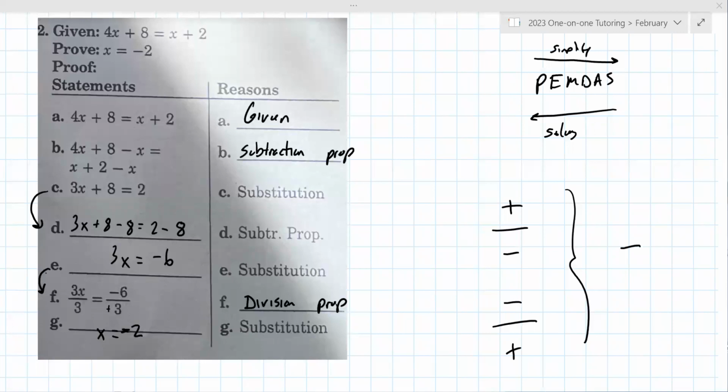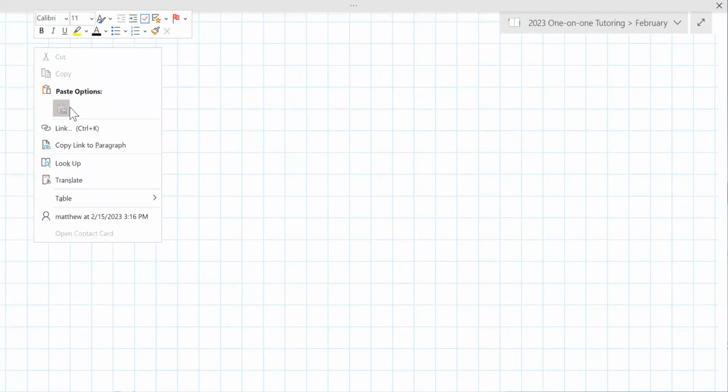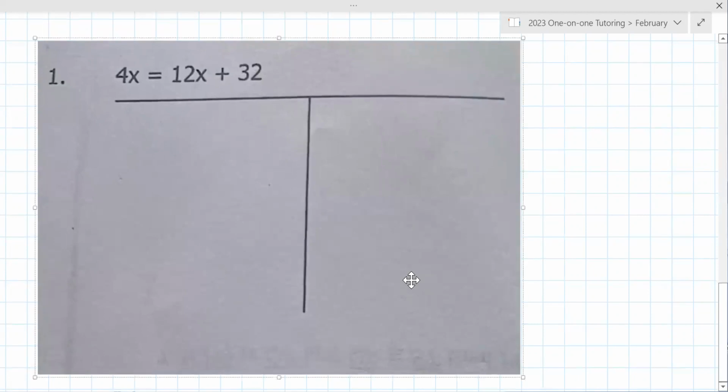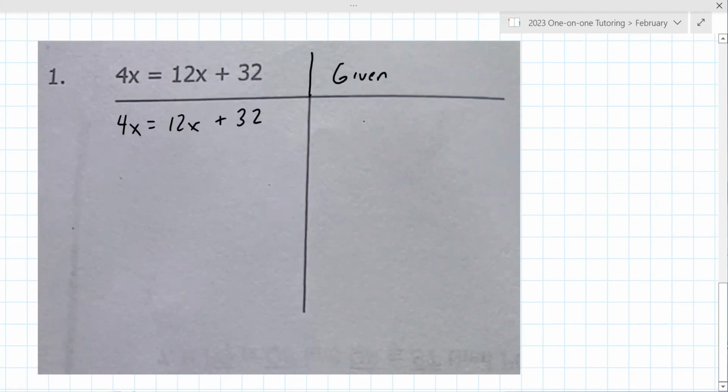These aren't that difficult, I hope, but after the first one or two, you always have to write out the given again. I almost wish you could just use the given up here, but usually they want you to write out that it's given down here.